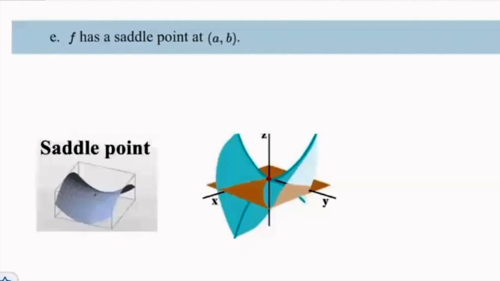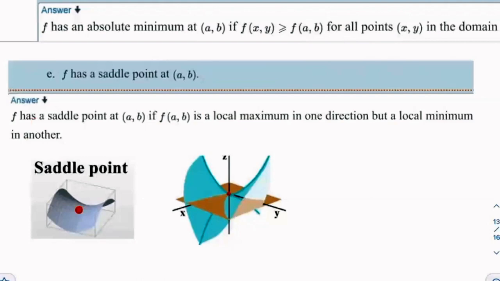What does it mean that f has a saddle point at a, b? F has a saddle point at a, b if f of a, b is a local maximum in one direction, but a local minimum in another direction.